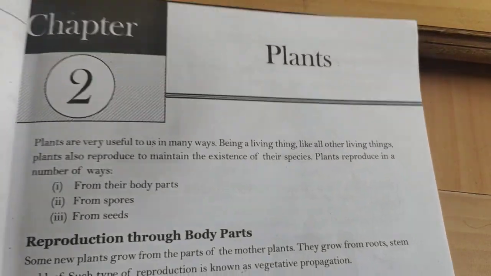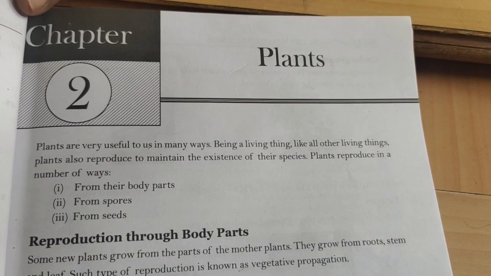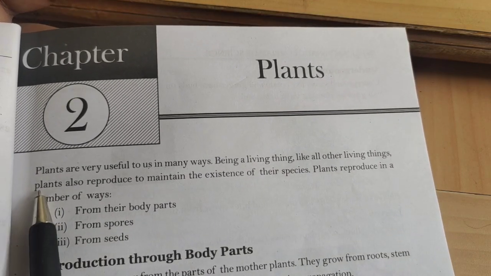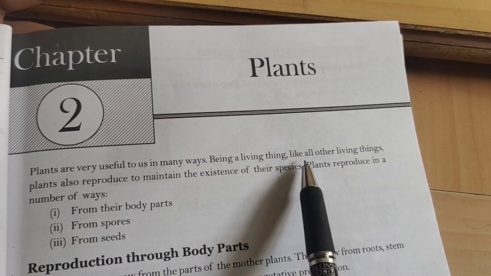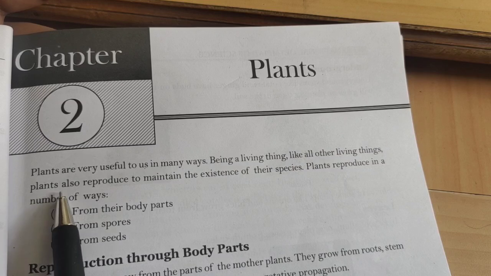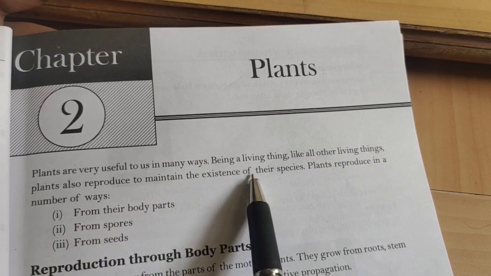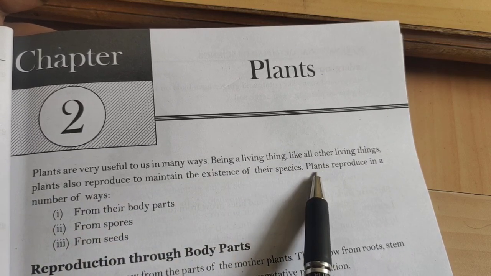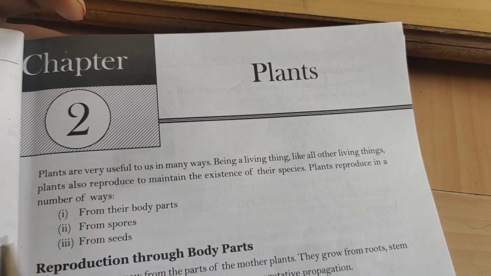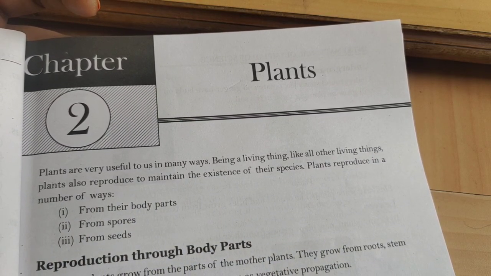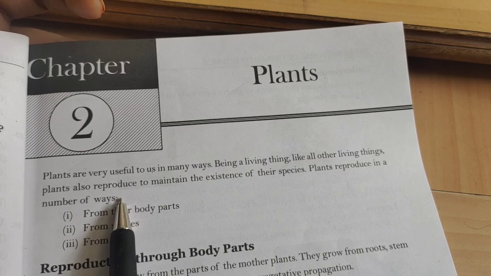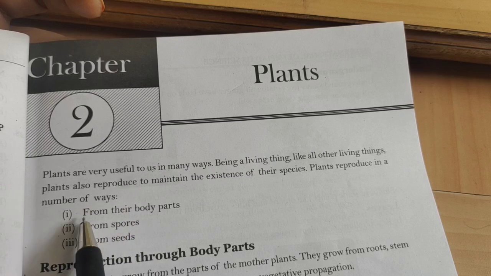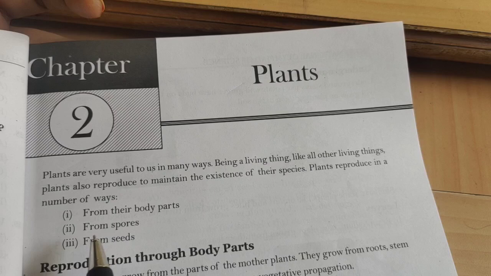Today we'll go through chapter 2, that is plants. Plants are very useful to us in many ways. Being a living thing, like all other living things, plants also reproduce to maintain the existence of their species. Plants reproduce in a number of ways. Here we are discussing plant reproduction. They reproduce from their body parts, from spores and from seeds.